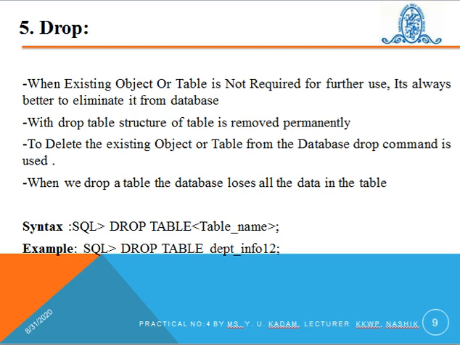So the drop command is used like this: drop table name. So I am writing the command drop table dept_info12. It means if my table has data, the data as well as the structure of the table is deleted permanently from the memory. It is removed permanently. This is the difference between truncate and drop. Truncate deletes only data, but drop deletes data as well as the structure.